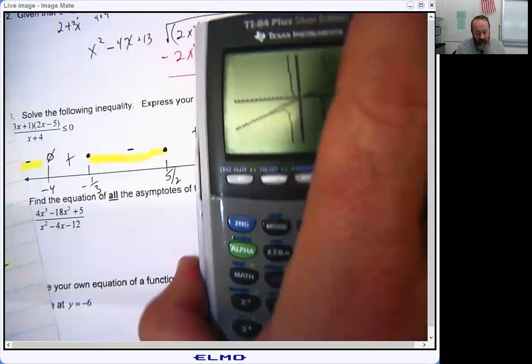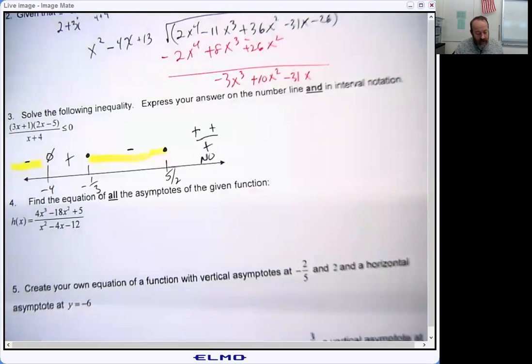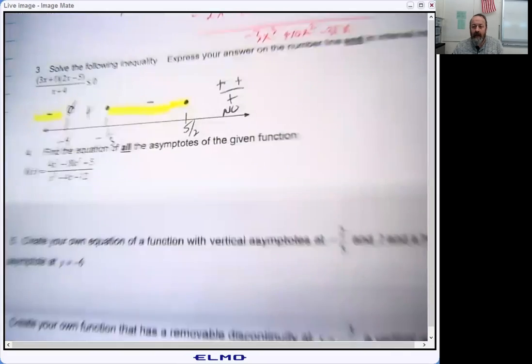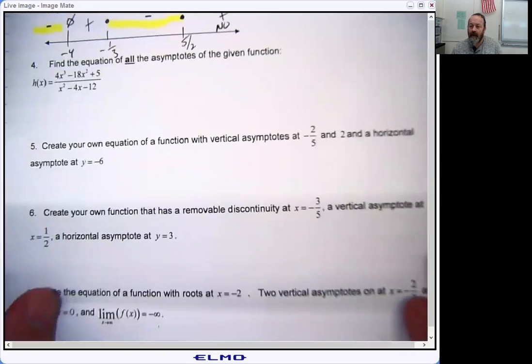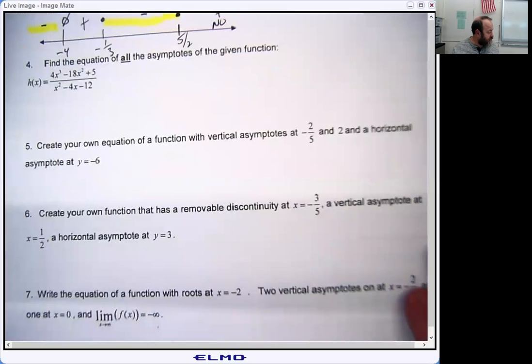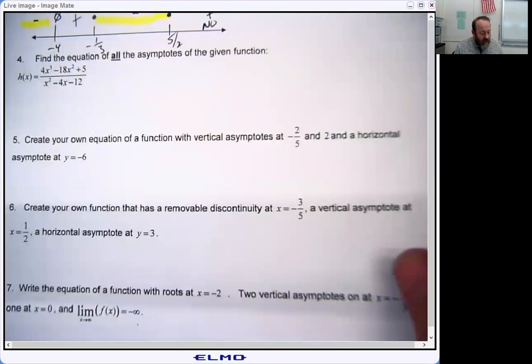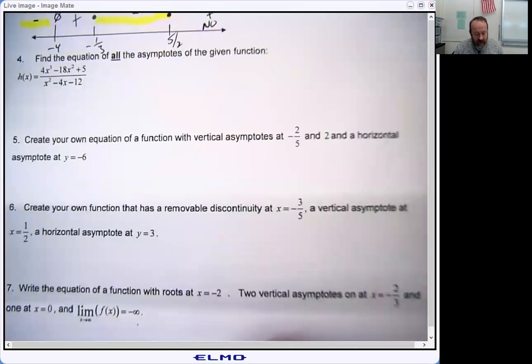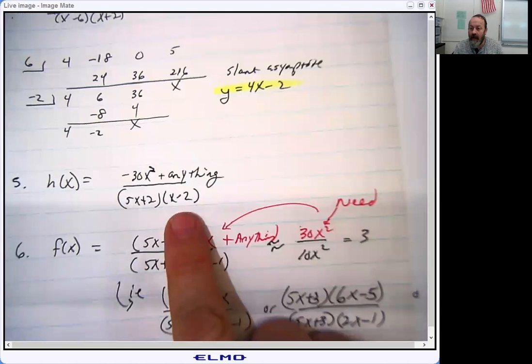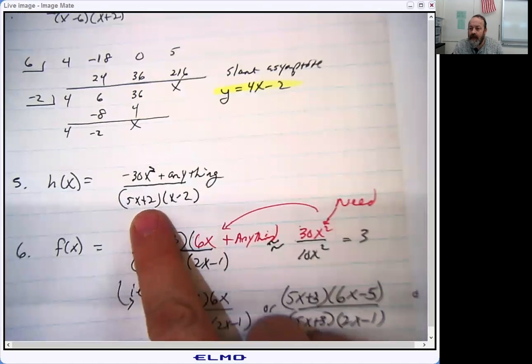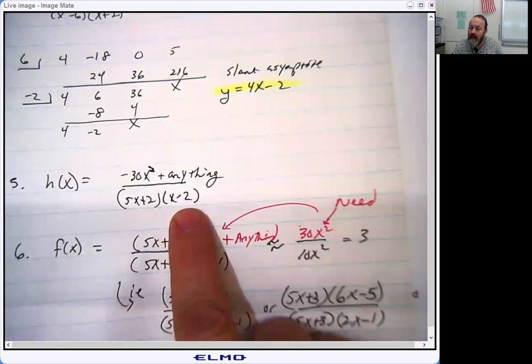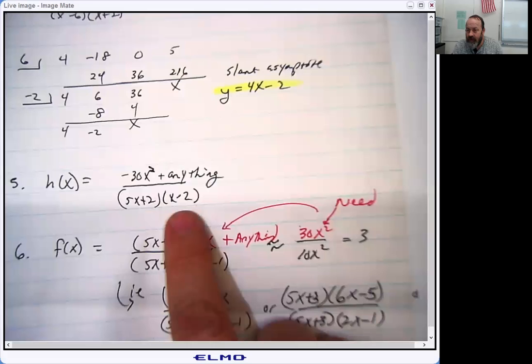Now, for question number 5, and number 6, I wanted to create my own functions that did something kind of special. So in number 5, if I wanted to have a vertical asymptote at -2/5 and at 2, then I pretty much had to have a 0 on the bottom at -2/5 and 2, because that's going to make one vertical at -2/5 and one at 2.